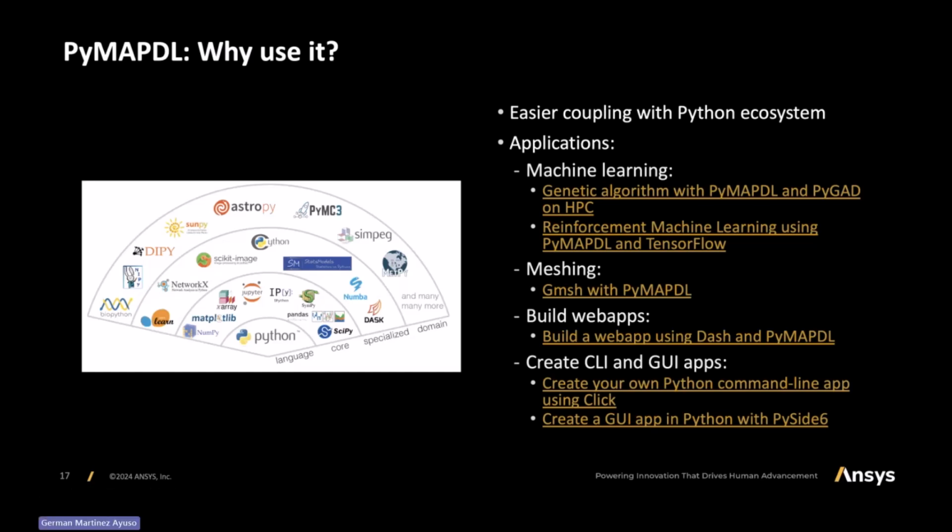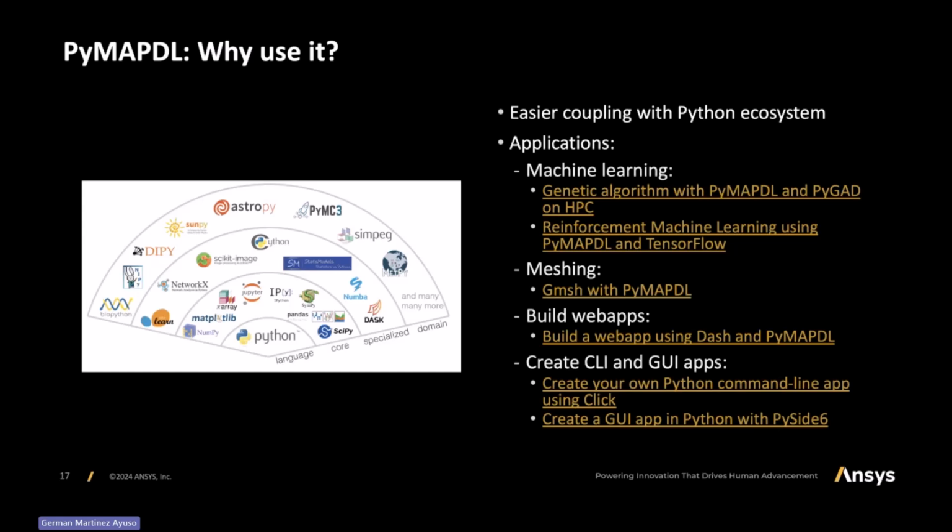As I say, one of the main advantages of PyAnsys libraries in general is that it's easier to couple with the Python ecosystem. We are providing an API to do that, and we are already using some libraries behind the scenes, like NumPy, SciPy, etc. On top of that, we are providing some examples that interact with other libraries. We have some machine learning examples using genetic algorithms and machine learning with TensorFlow.